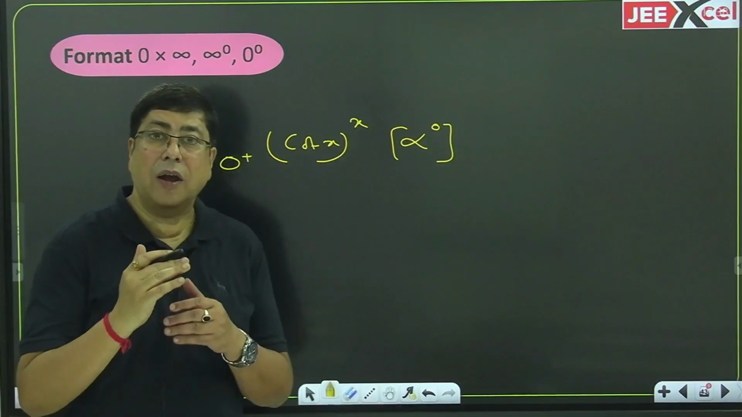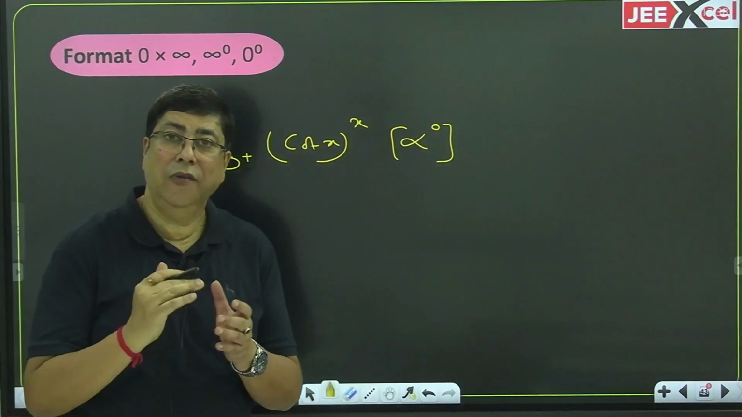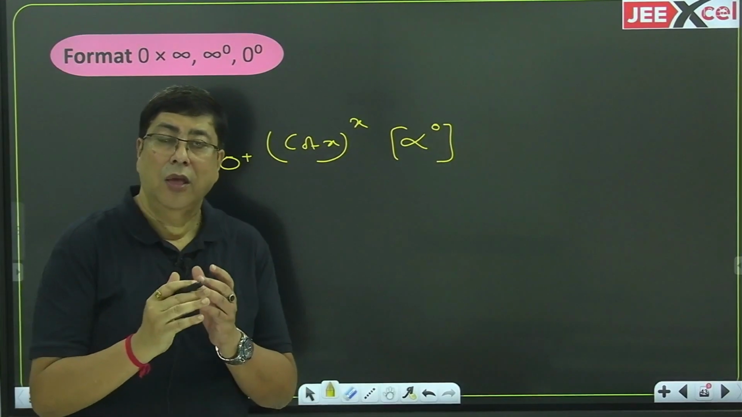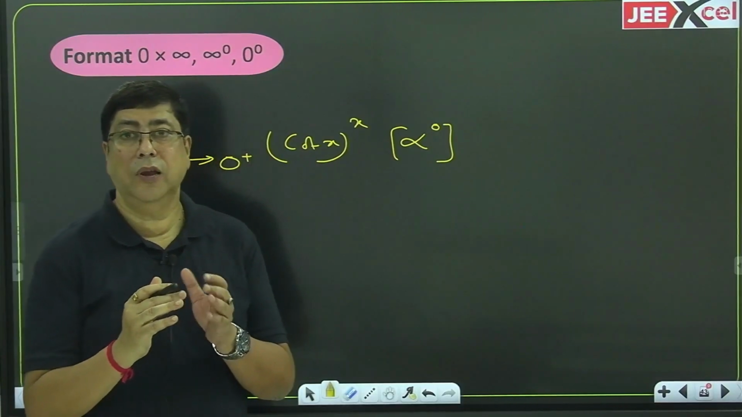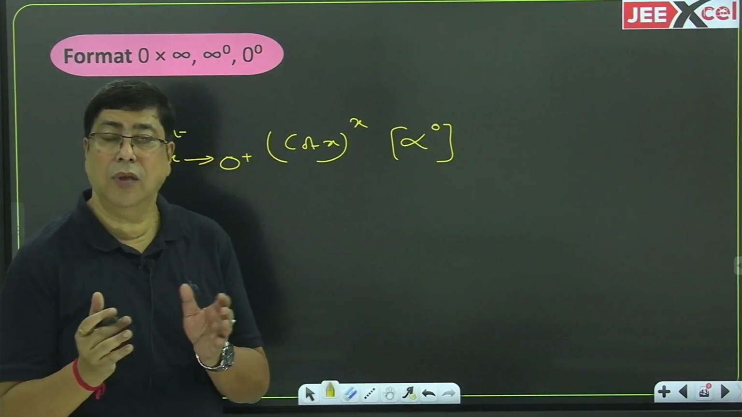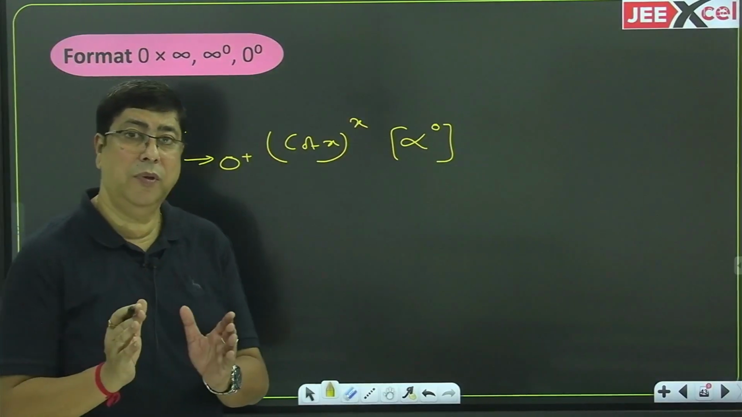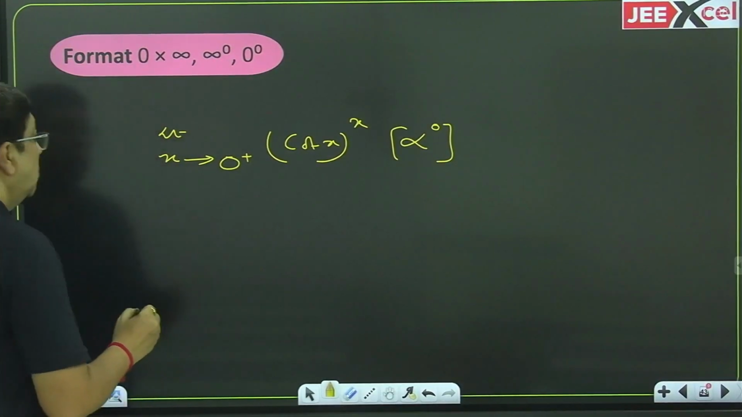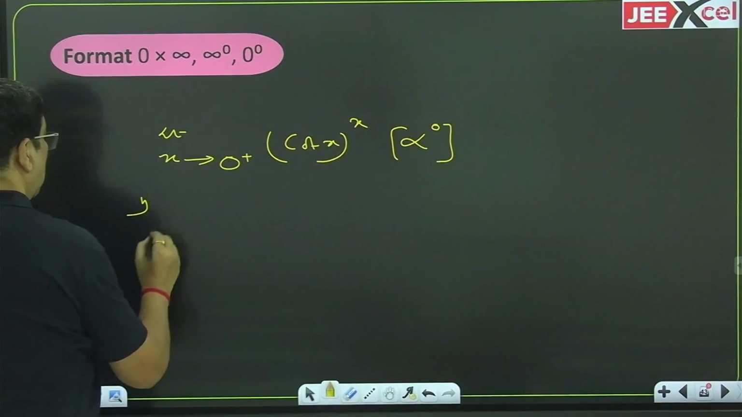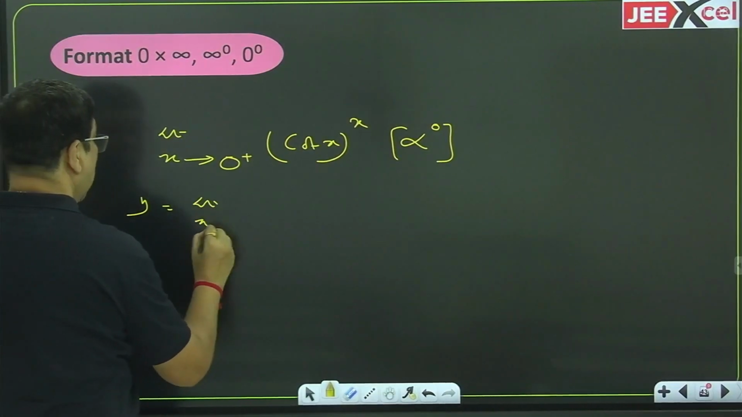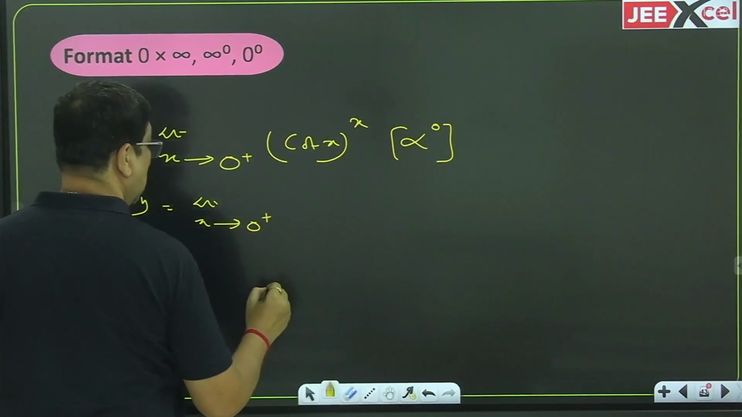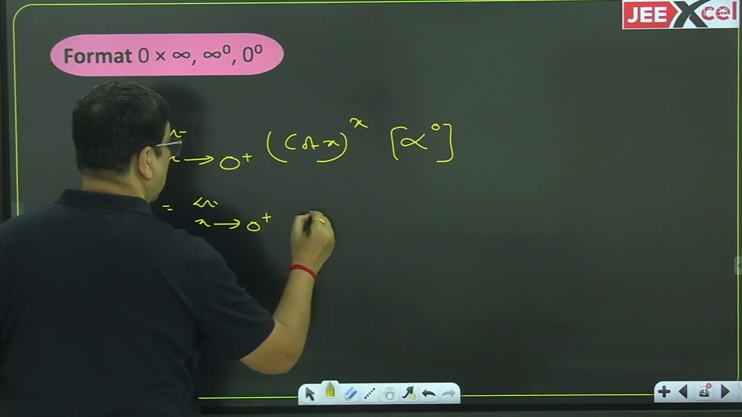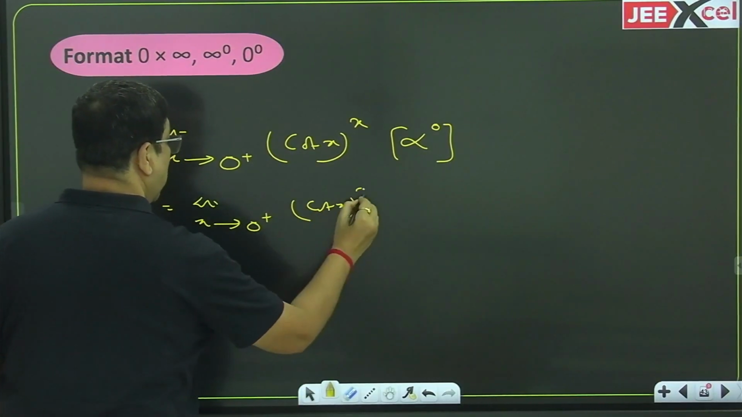We have to convert it to 0 by 0 or infinity by infinity. Then only the formula, L'Hopital's rule, the differentiation formula, you can apply. Otherwise, you cannot apply. Okay? This is the main rule, everyone. You have to understand this. So what will we do? So y equals limit x tends to 0, we will not write 0 plus again and again, of (cot x) whole to the power x.